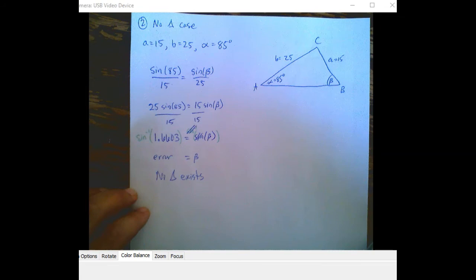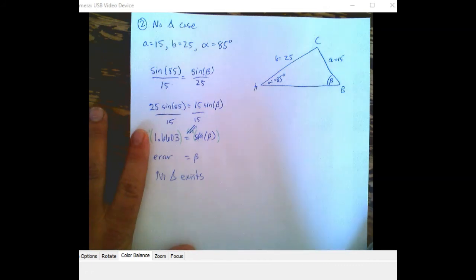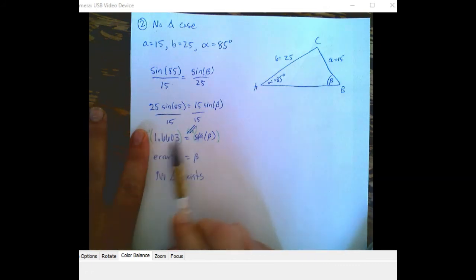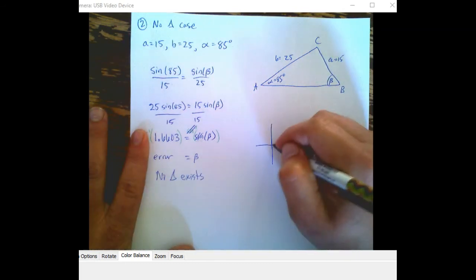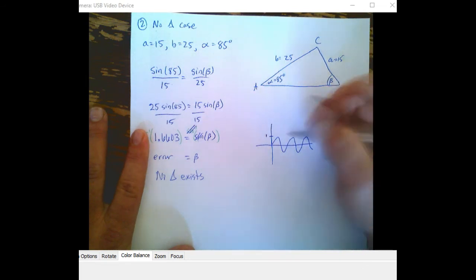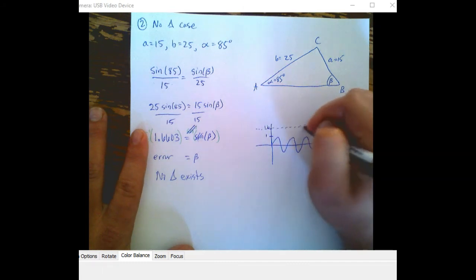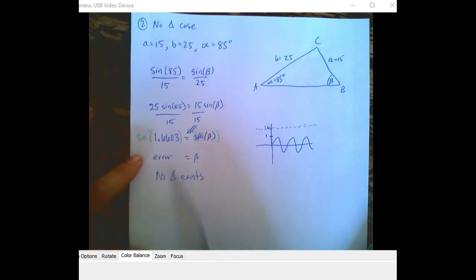Now, why is that? Well, if we go back here, note that we had the sine of beta is 1.6603. Now remember from our graphing unit, the sine function can only produce numbers in between 1 and -1, right? This number is outside that range. So we're never going to get, remember the sine function looks like this, right? That's 1. We're looking for some angle where it's 1.6, and that is never going to happen, right? So this is the no triangle case.